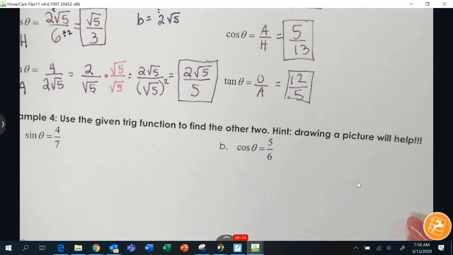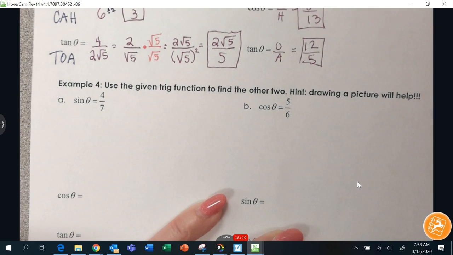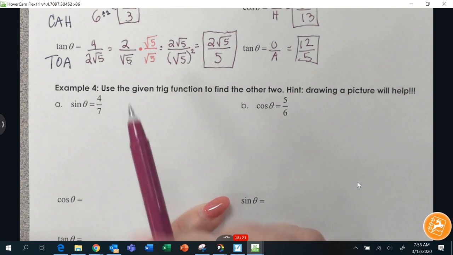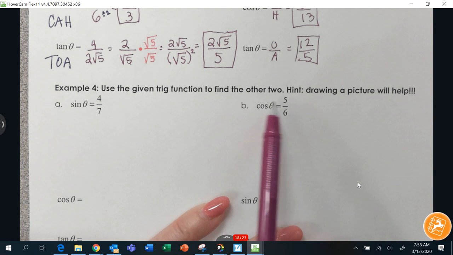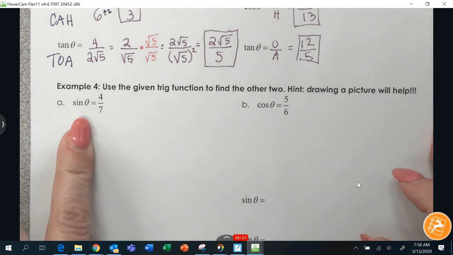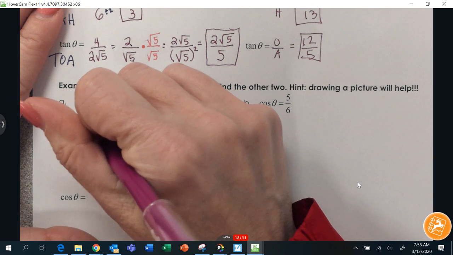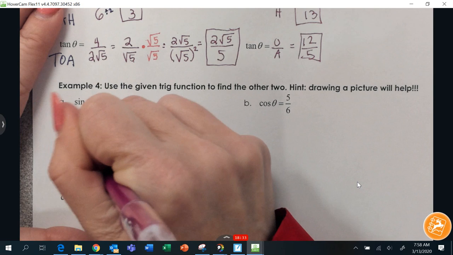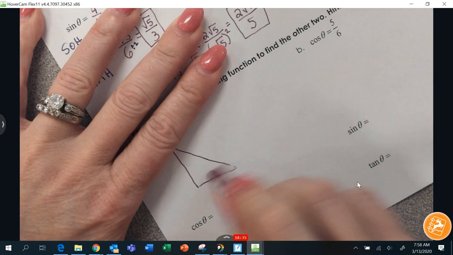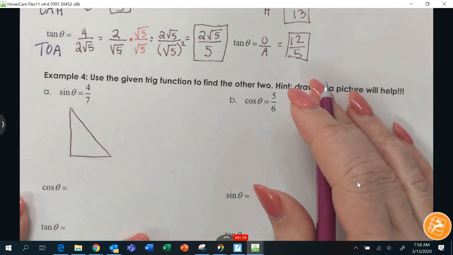All right, last section. Use the given trig function to find the other two. Hint, drawing a picture will help. So I am given the sine of theta. So let's draw a right triangle. It will not be drawn to scale. Ooh, that right triangle kind of wasn't right. There we go. Will not be drawn to scale.